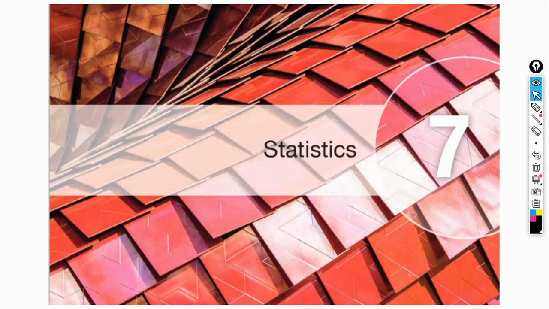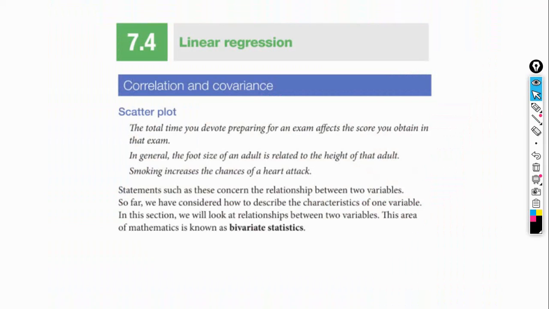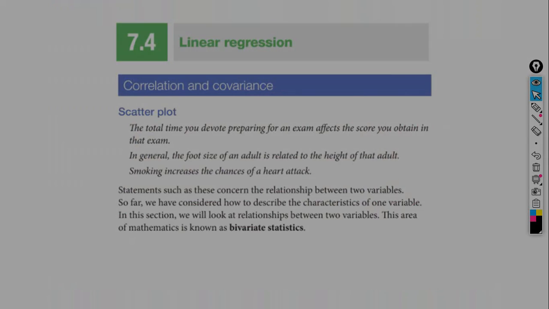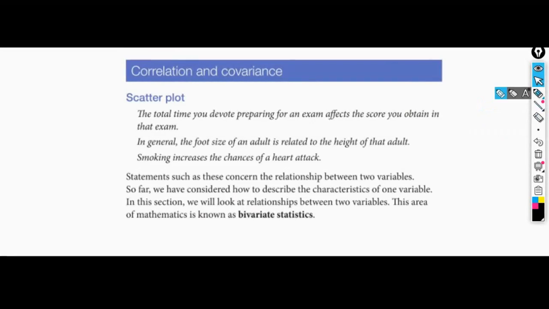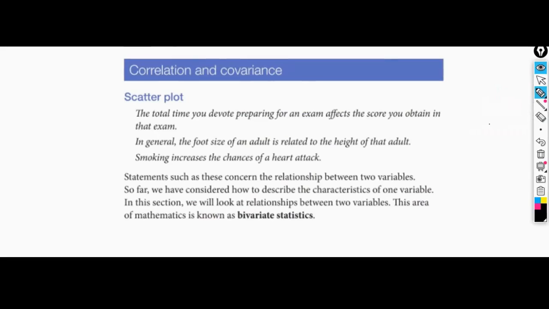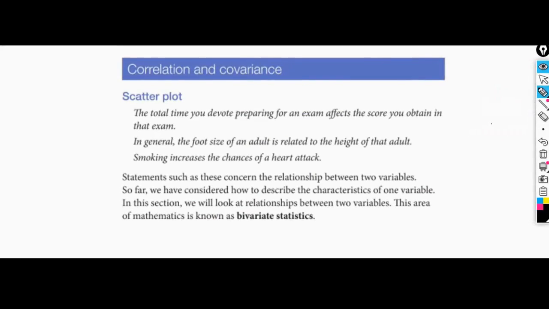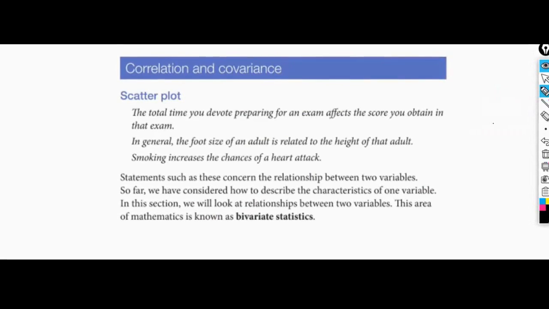Hello everybody. In this video we're going to continue with Chapter 7 Statistics, and it's specifically 7.4, the last section of the chapter, Linear Regression. And we're going to start with the concepts of correlation and covariance. So first of all, let's talk about a scatter plot.